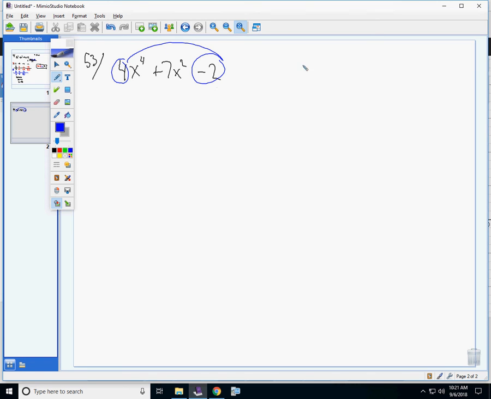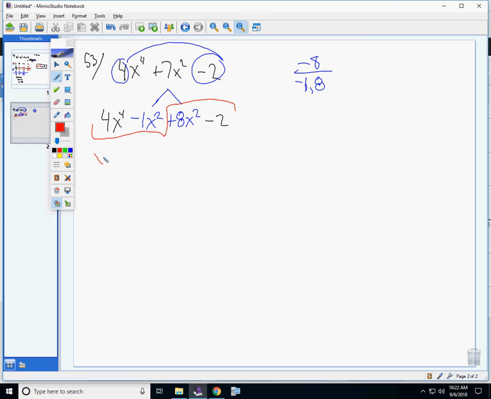We have 4 times negative 2, that's negative 8. Factors of negative 8 would be negative 1 and 8. Those add to the 7 in the middle. So I'm going to split this and say this is negative 1x squared and positive 8x squared. And I keep the first term and the last term. Now I can factor by grouping.